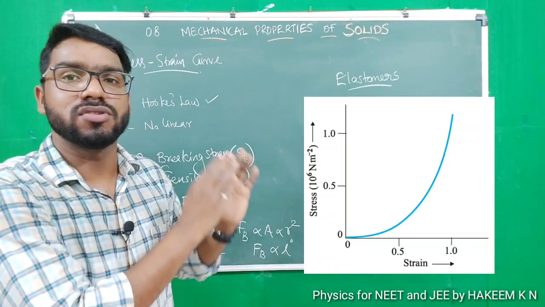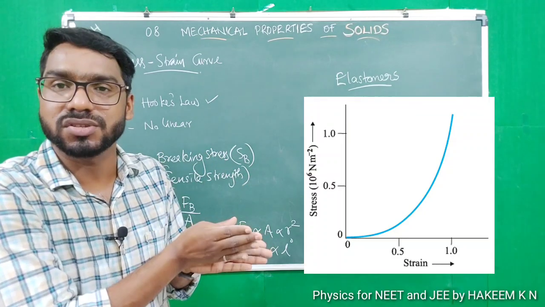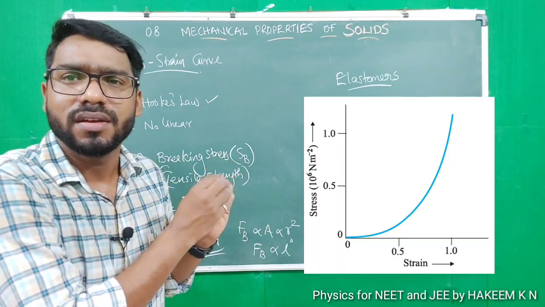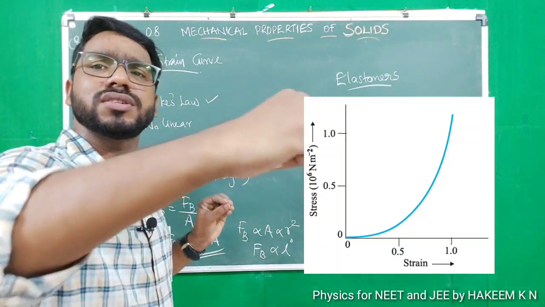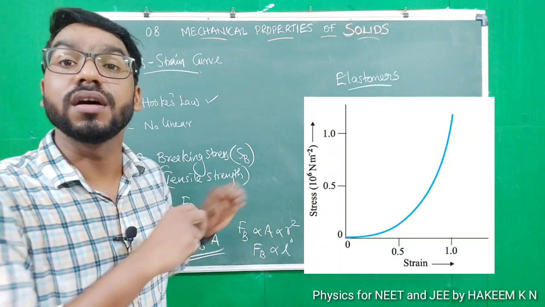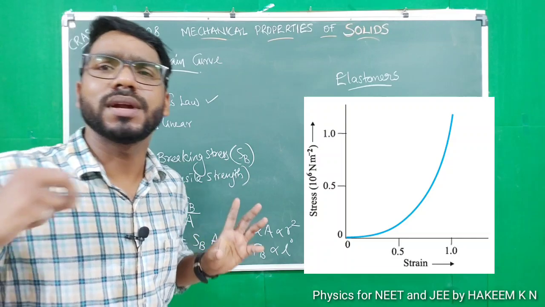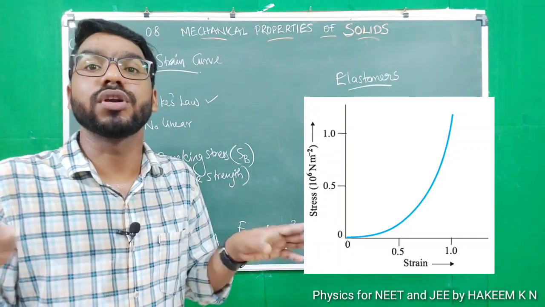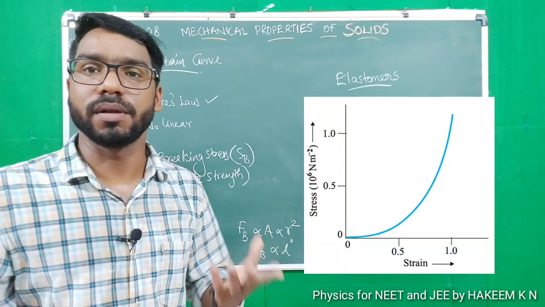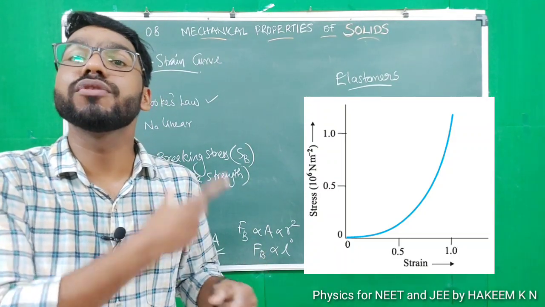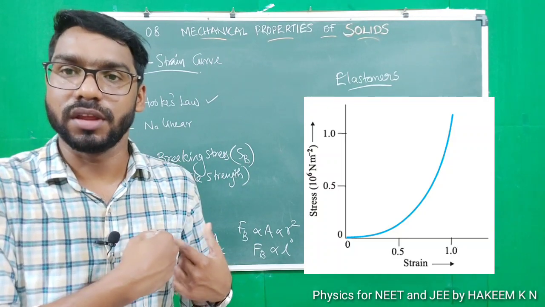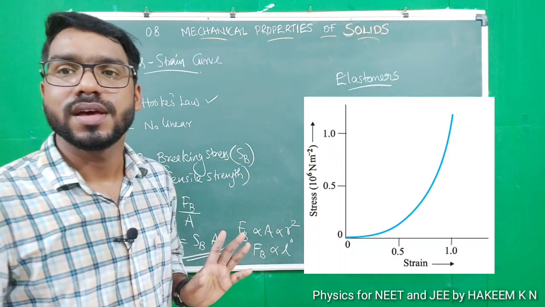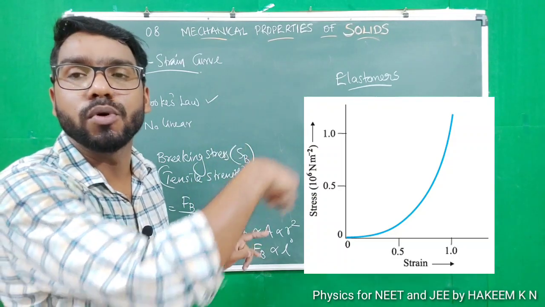Elastomers means materials which do not have plastic region. They have only the elastic region, and we can stretch them to large extensions, large lengths. But their fracture point lies at the elastic limit. They do not have plastic region, like rubber, elastic tissue of aorta in our heart. Okay, they are elastomers. Their graph is parabolic.